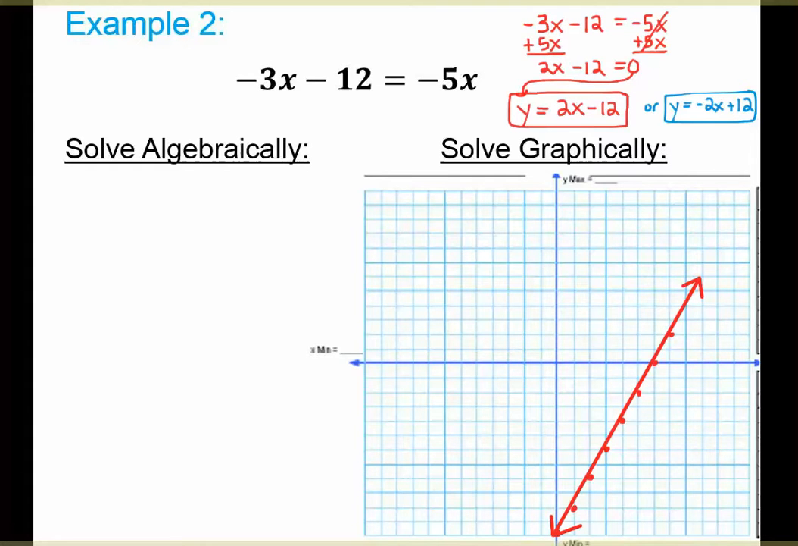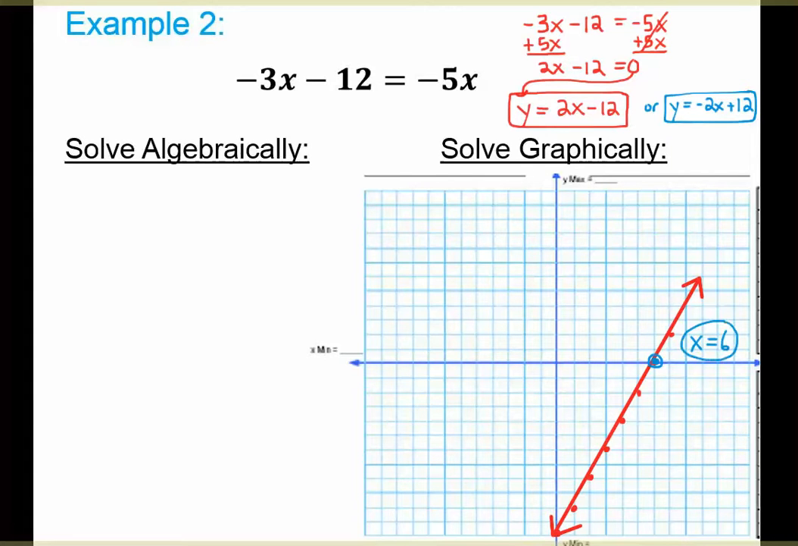So where does this suggest that the solution is? Well, wherever the x-intercept is. So this point right here. And that's at 1, 2, 3, 4, 5, 6. So I'm looking at x equals 6.